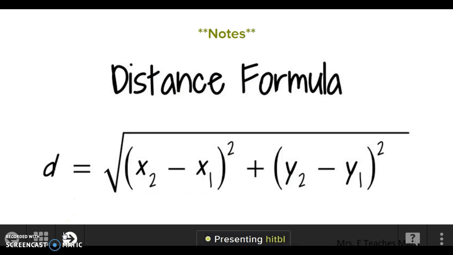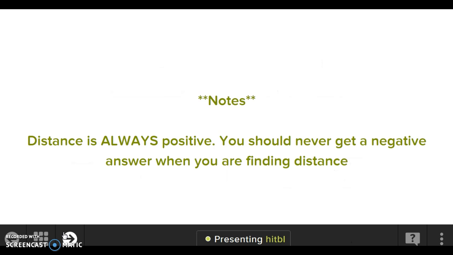Okay, so please take a minute, write down the distance formula, and we're going to go through a few more examples using the distance formula. Make sure that you also make a note in the distance formula sheet that distance is always going to be positive. So anytime that you're going to be asked to find the distance between 2 points, it will always be positive. You should never get a negative answer.